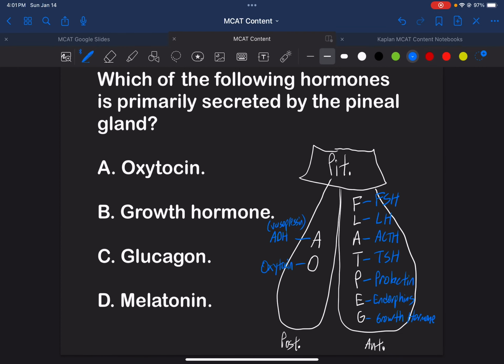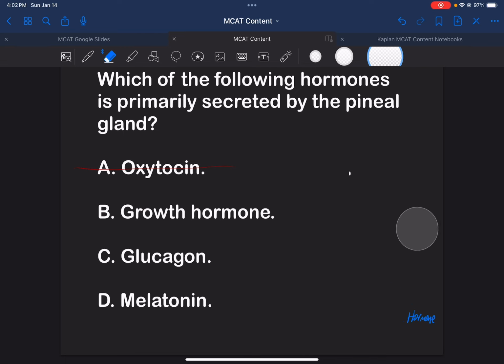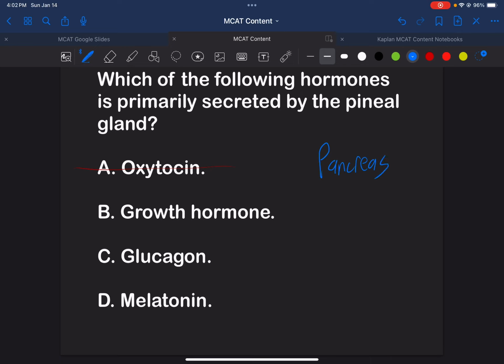So knowing what the pituitary gland secretes, we can get rid of oxytocin, because that's from the posterior pituitary gland, and we can get rid of growth hormone. Now we're left with glucagon and melatonin. You should know by now that insulin is released from which organ? If you said pancreas, you would be absolutely correct.